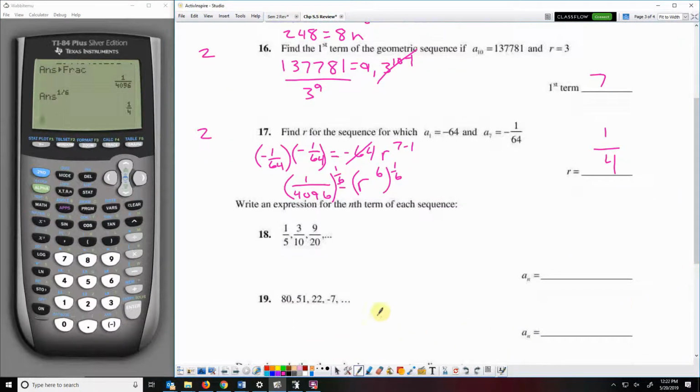Write an expression for the nth term. First, I need to find if it's arithmetic or geometric. Looks like the numerator is multiplying by 3, and the denominator is multiplying by 2. So there's an R of 3/2. So we're going to use formula 2 for the expression for a geometric sequence. So that's a sub n equals the first term times R to the n minus 1 power.